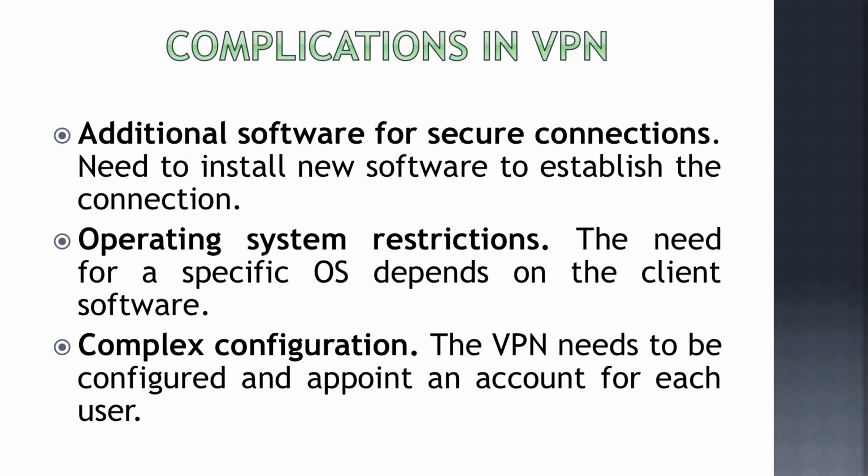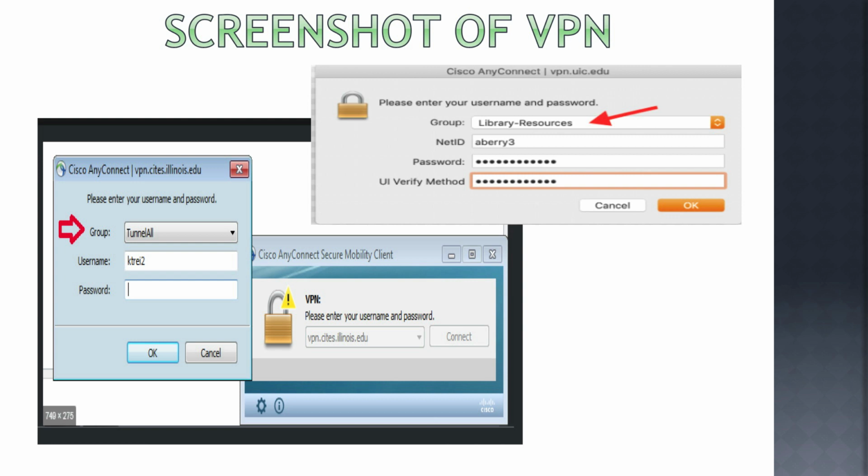Then there are certain operating system restrictions. You need to have a specific operating system, and it depends upon the client software. Then there are some complex configurations which need to be done through VPN. For having a VPN on the systems, the VPN needs to be configured with an account for each user. On the screen you can see a screenshot which shows the logins for VPN. Here you need to put a group, which is tunneling or whatever group or technology you are using, then the username and the password given to you by the organization. But before that you need to install the VPN software in your system, and it is a highly secured network.